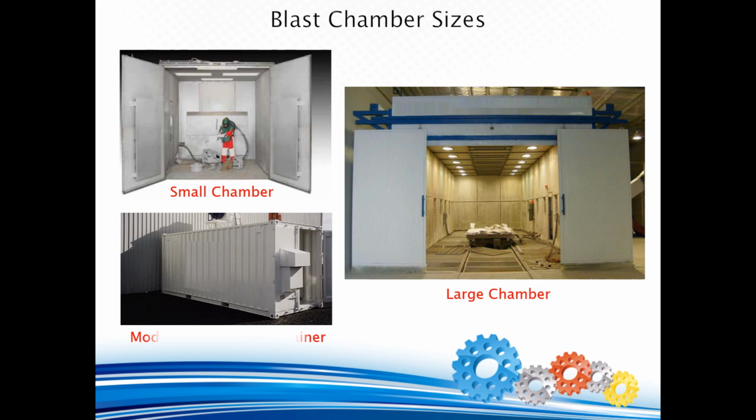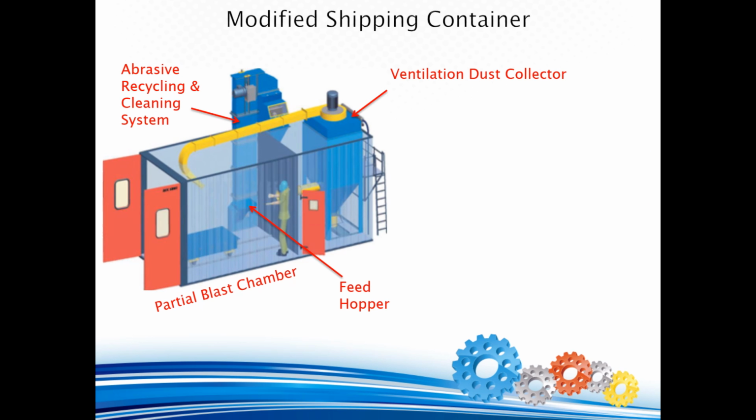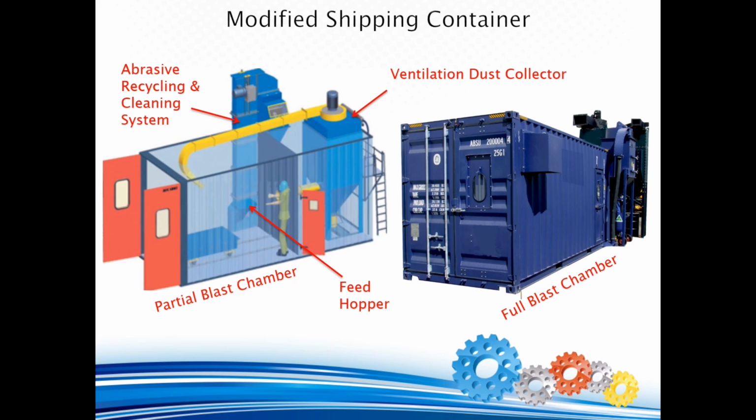For smaller blast room requirements, it is quite common to modify standard 20-foot or 40-foot shipping containers for use as a blast chamber. Modified shipping container. There are many ways to modify a shipping container for blast chamber use. On the left, we have a partial blast chamber layout for the modified shipping container where only a partial section of the shipping container is used as a blast chamber with the rest of the shipping container being used to house the dust collector which provides ventilation to the blast chamber.